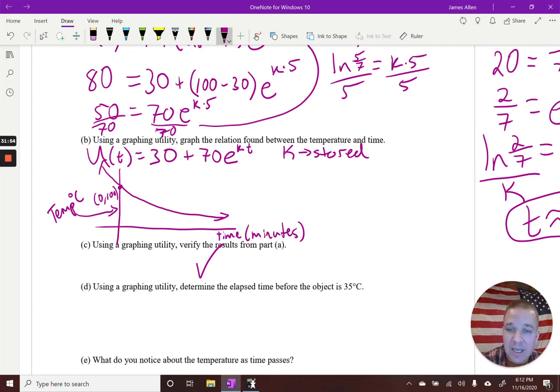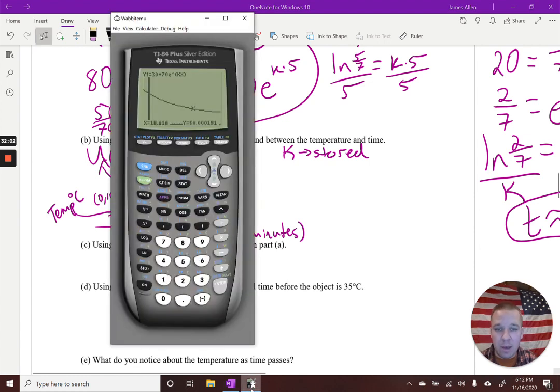Using a graphing utility to determine the elapsed time before the object is 35 degrees. Well, what could I do there to figure that out? How about I throw in a horizontal line of y equals 35, and then I can find the intersection, right? Because I can't calculate with a y value, so I use a second line in there to help out. So let's see here. I got graph.